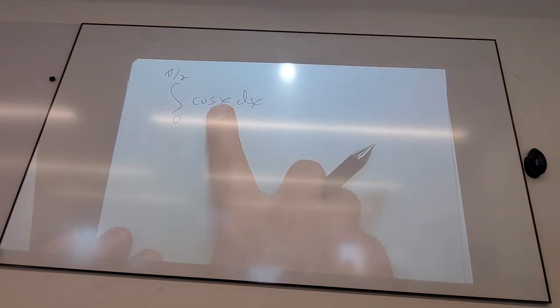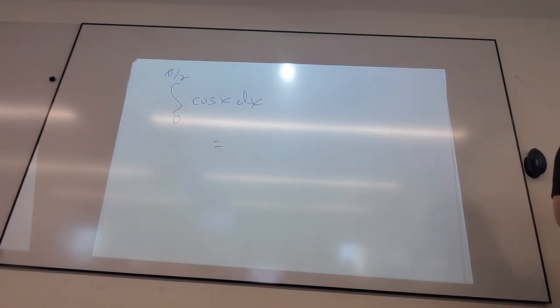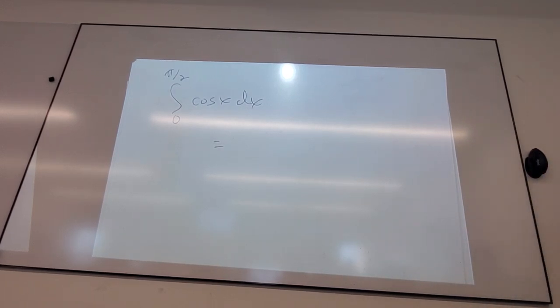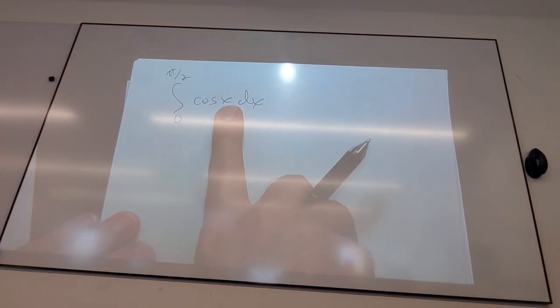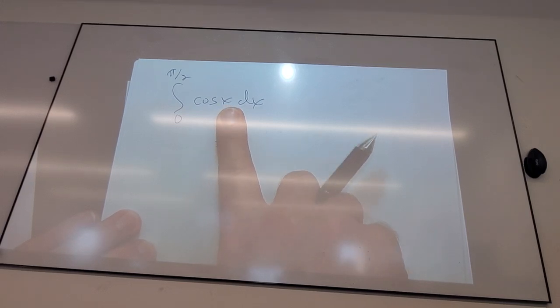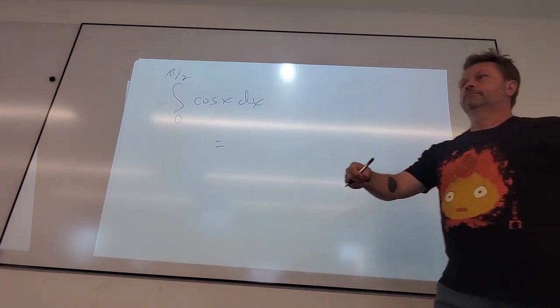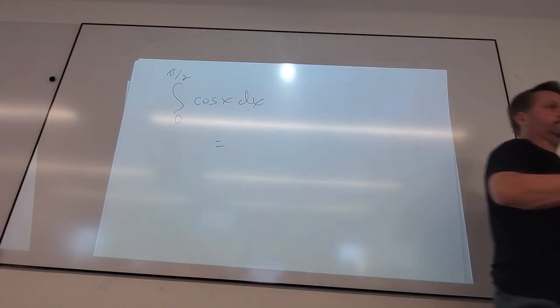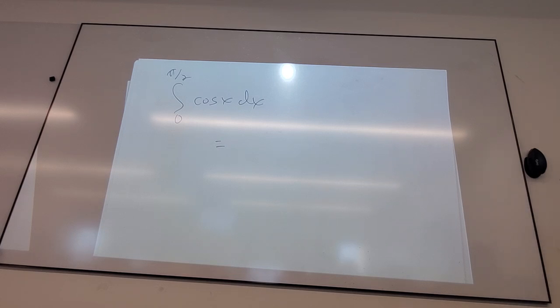So what is the antiderivative of cosine? Where did cosine come from? Well, what do you take the derivative of to get cosine? No, I'm not asking for the derivative of cosine. What would you take the derivative of to get cosine? Sine, yes?